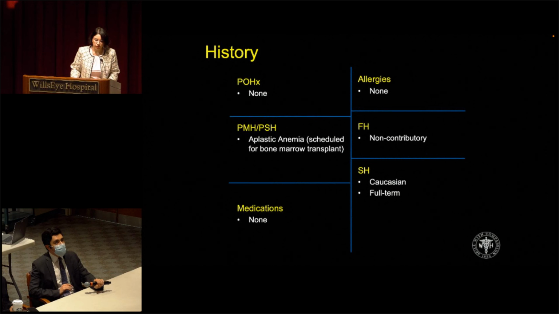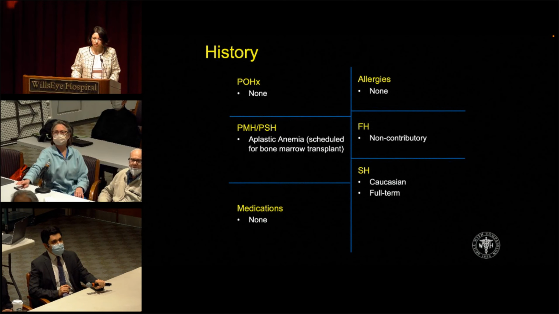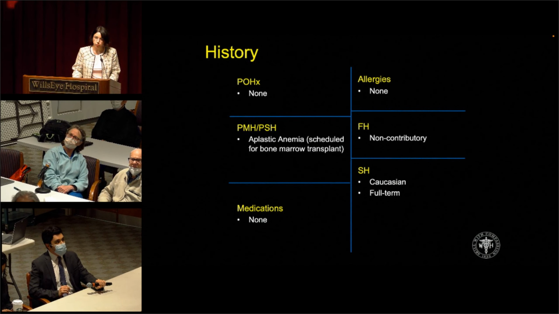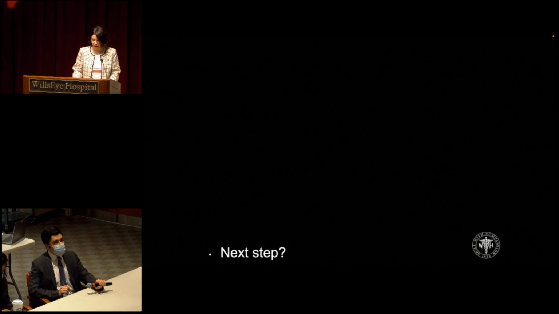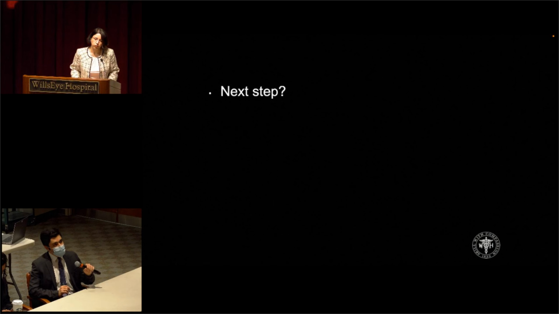He was actually referred for baseline retinal examination because he was just diagnosed with aplastic anemia, and he was scheduled for bone marrow transplant. So the answer is probably right there in front of you. Exactly. So the family history was non-contributory, and he was Caucasian and was born full term. So what would you do for the next step at this point?